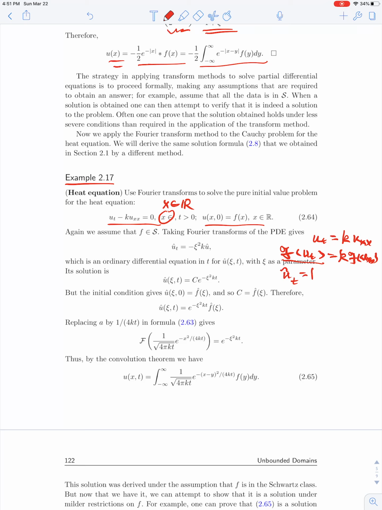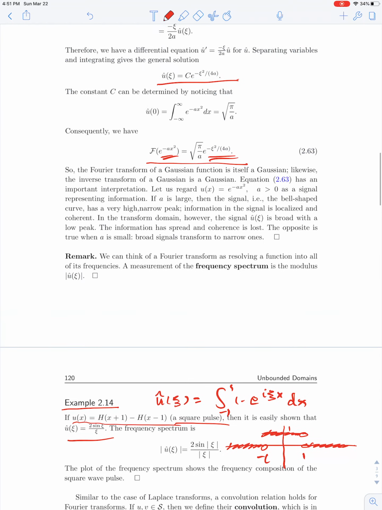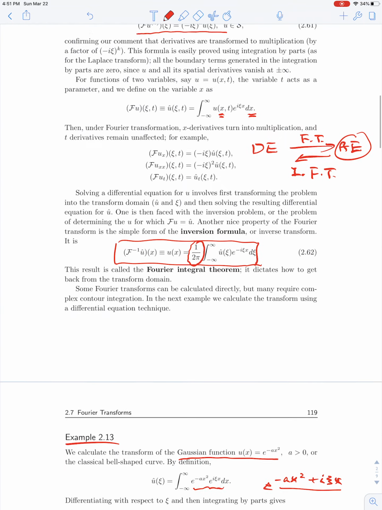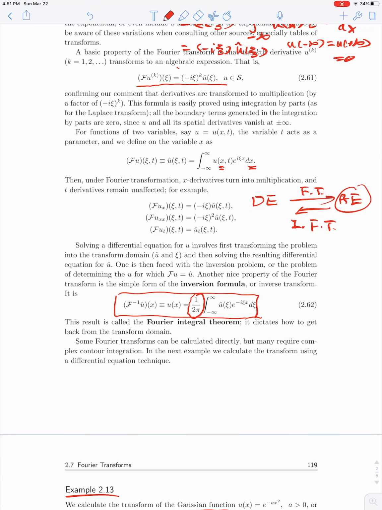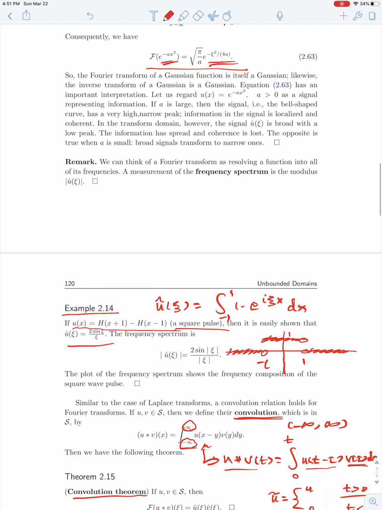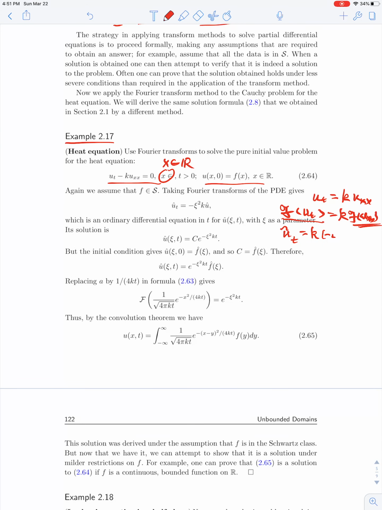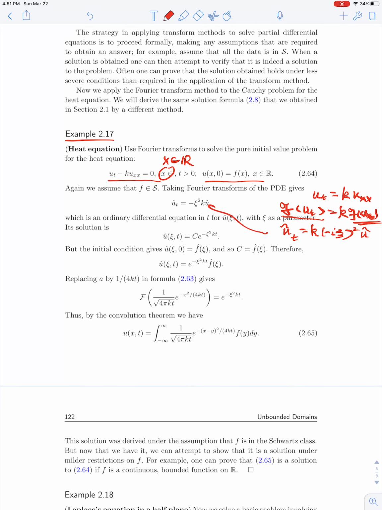On the right hand side, the Fourier transform of the second derivative in x is, as we said, going back to this formula that we have over here, negative c squared u hat. That is why we end up having this equation here.